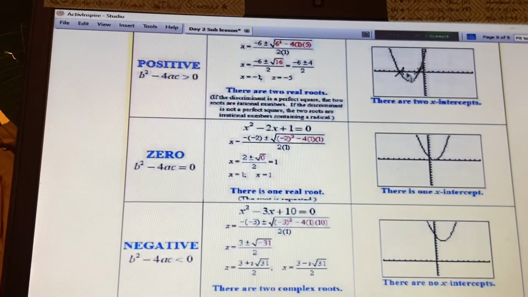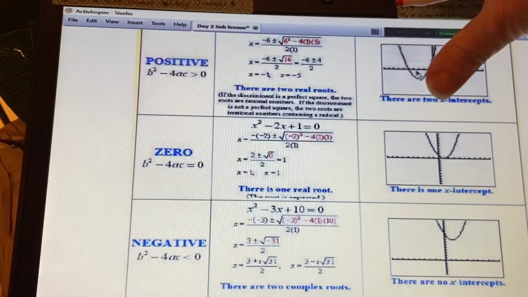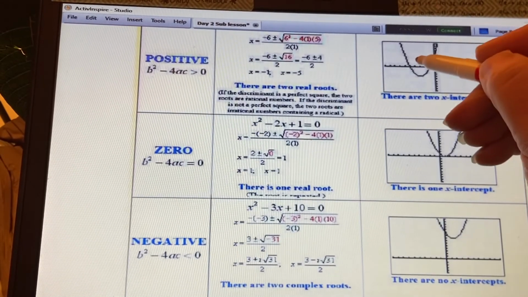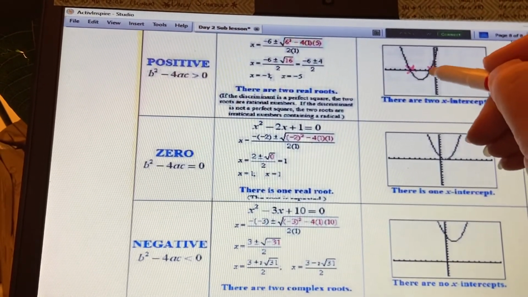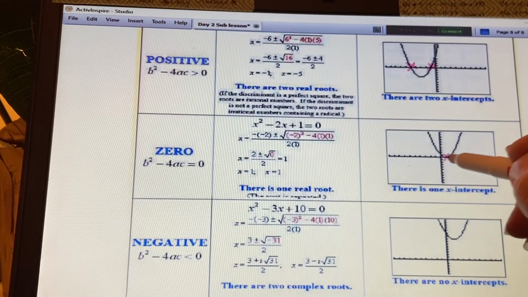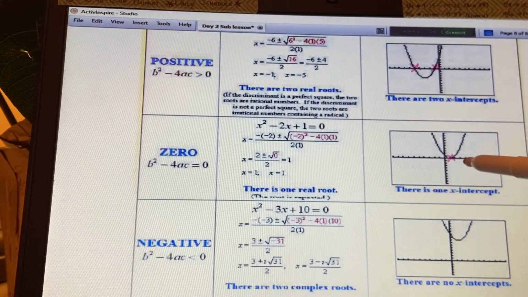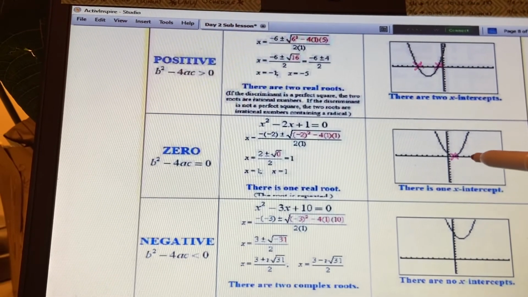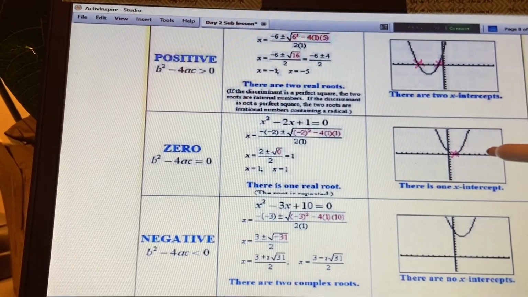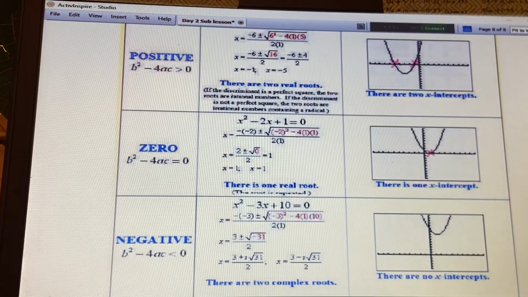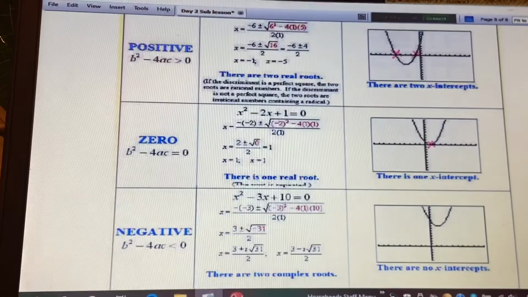Let me get the red marker. So your roots, remember, are where you're crossing the x-axis. So this has two roots, 1, 2. This has, remember, one double root there. Remember, it hits it and then bounces back off. So it appears to only have one root, but because it's quadratic, there are two, but it's called a double root. It's one double root.